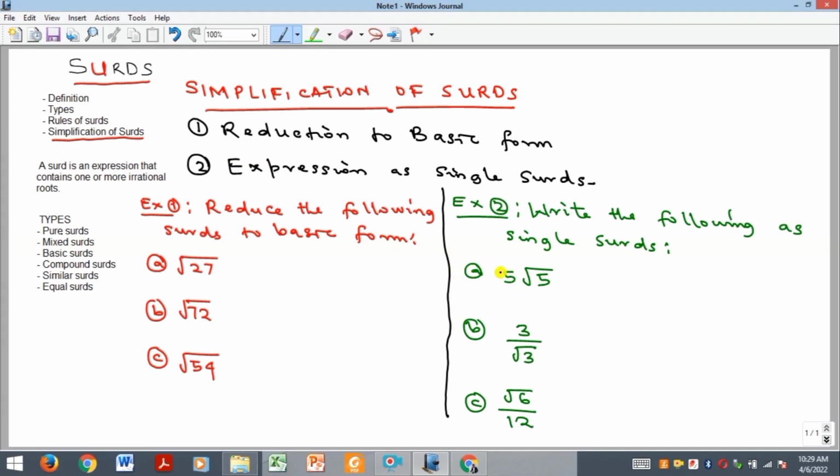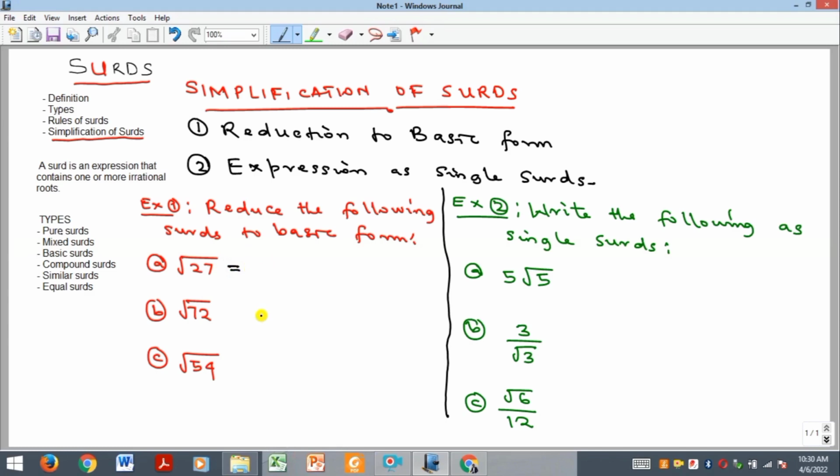So this is just the opposite or reverse of each other. So what do we do? So quickly, we have an example here. One says reduce the following surds to basic form. So we start with the first one here. So we have root 27. So what do we do?